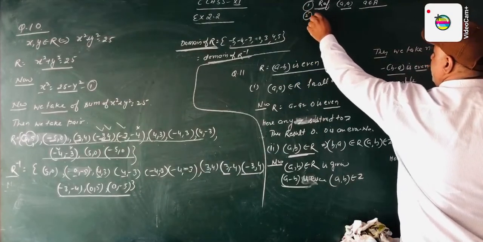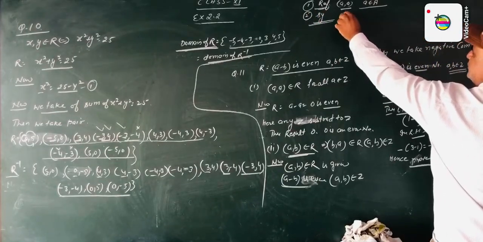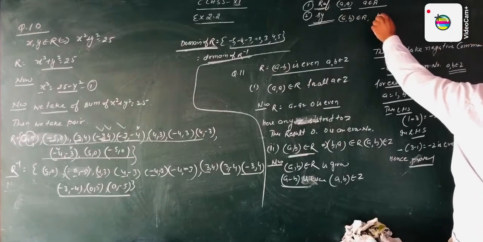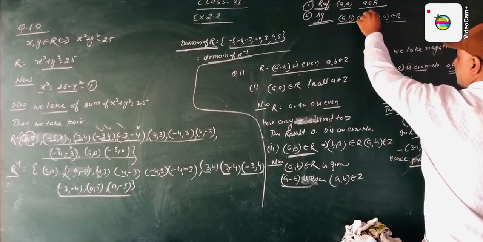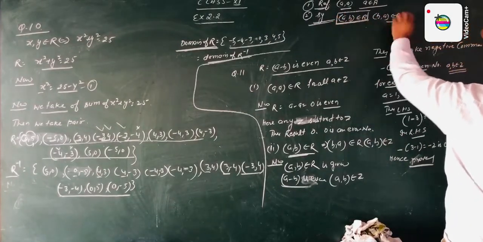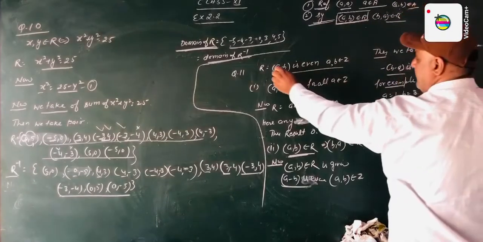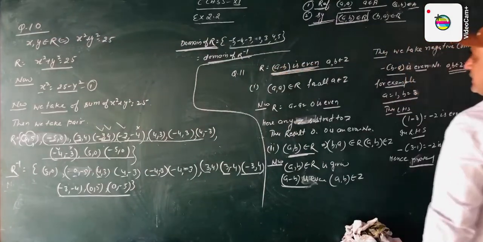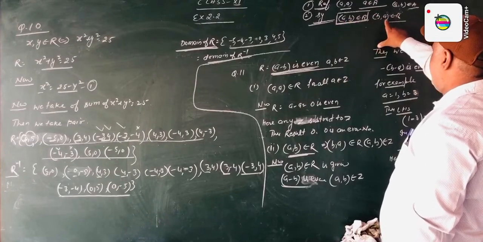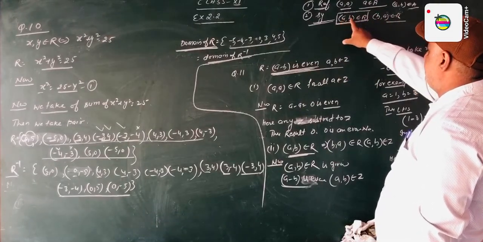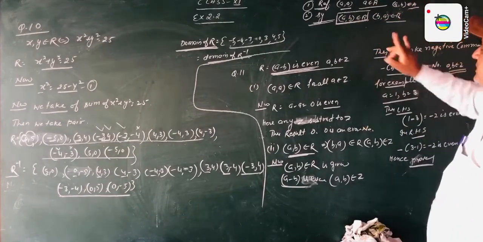Second is symmetric relations. Symmetric relation says that if (A, B) belongs to R, then its opposite (B, A) also belongs to R. It means, if we are given any relation like this, A minus B is an even number, and this belongs to the given R, then the opposite, (B, A), where this place changes to that place, also belongs to R. Then we say that this is a symmetric relation.